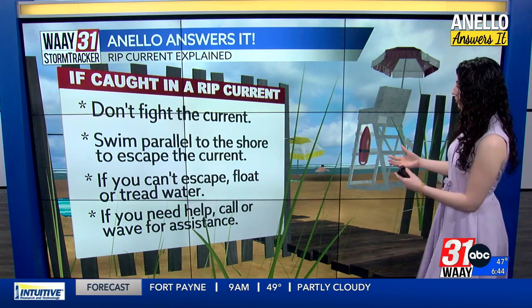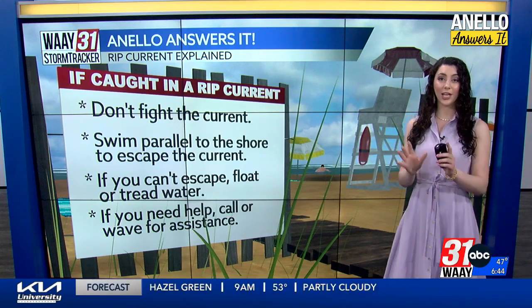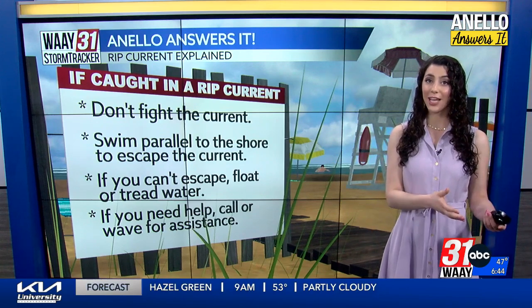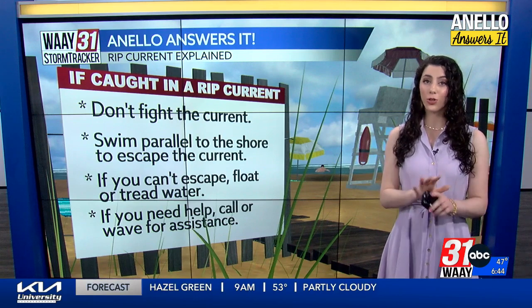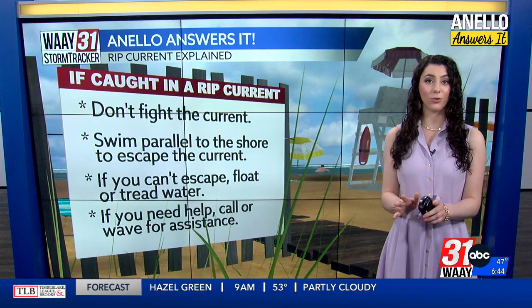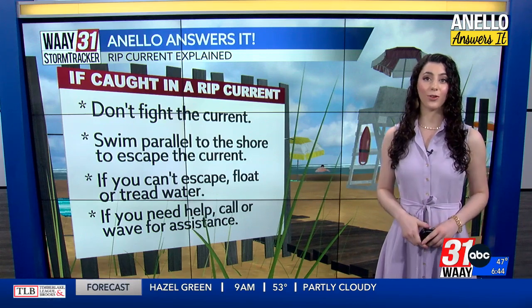Now, if you do find yourself in this situation, just float or tread water. Again, do not exhaust yourself. But remember, most beaches have plenty of neighbors and even lifeguards, so don't be afraid to ask for help if you need it. And it's important to be mindful of a rip current at the beginning of the current, close to the shore, rather than farther out in the ocean.